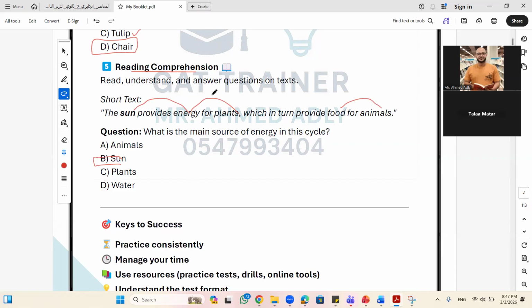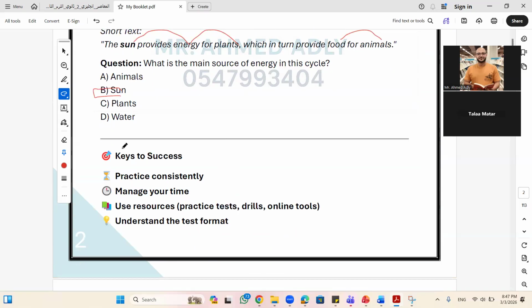And my piece of advice for you when it comes to reading comprehension: you don't have to translate each word. I will give you a trick that will save your time and help you spot the answer easily. So this is what you need actually. Practice consistently. By the way, we have an armory of questions, a reservoir of questions.